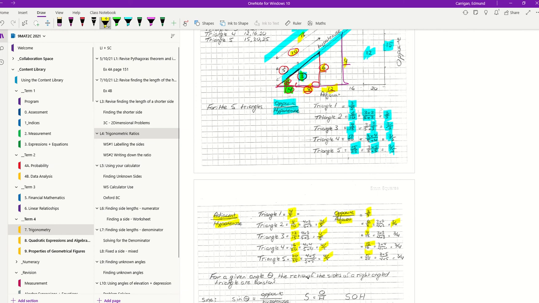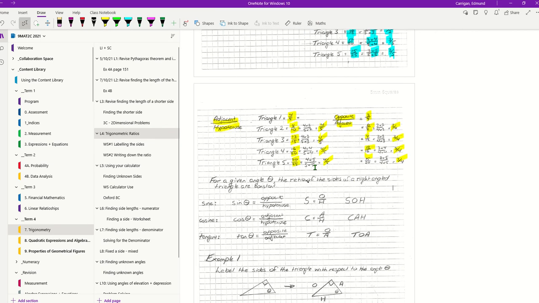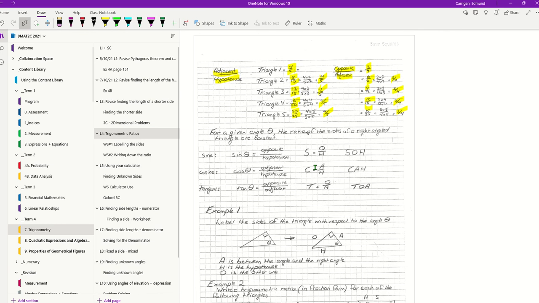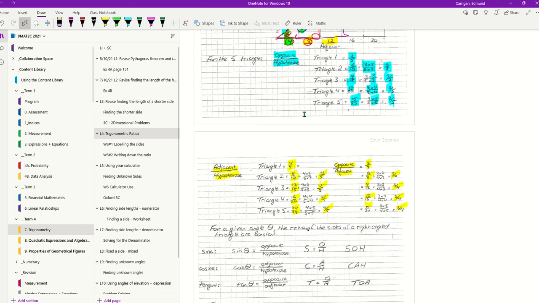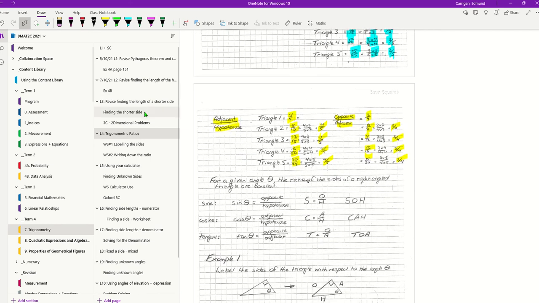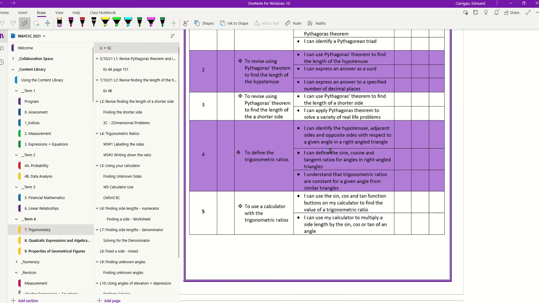So what we find is the ratio of all those sides stays the same, which is what we expect. We know that's what's going to happen. If we double a triangle, it's the same shape, all of our sides double. If we triple it, they all triple. So the ratio between the particular sides stays the same. Okay, so that's the first little bit. I'm going through it pretty simply because it is in our learning intention.